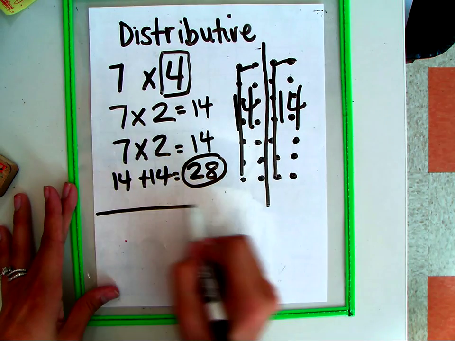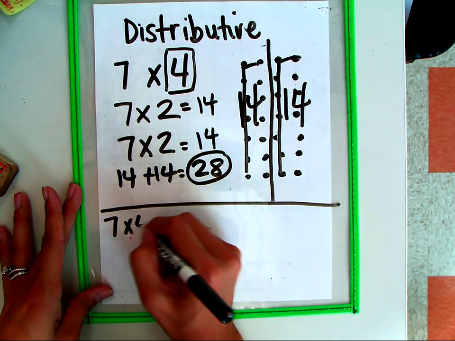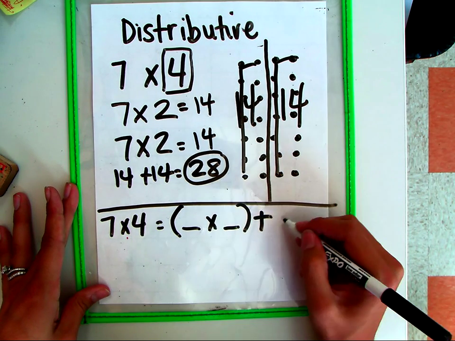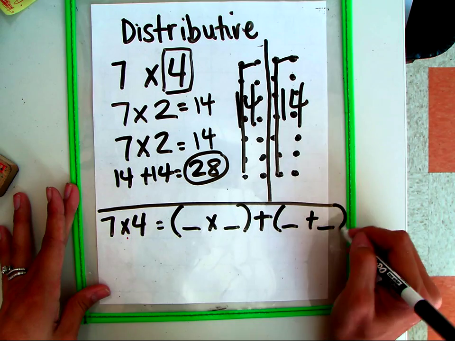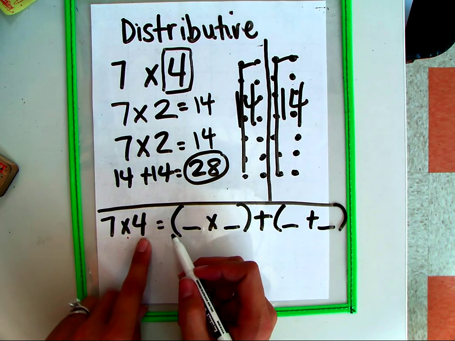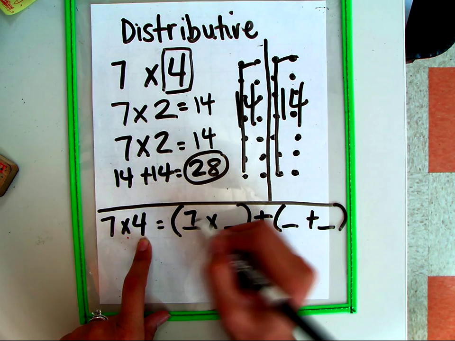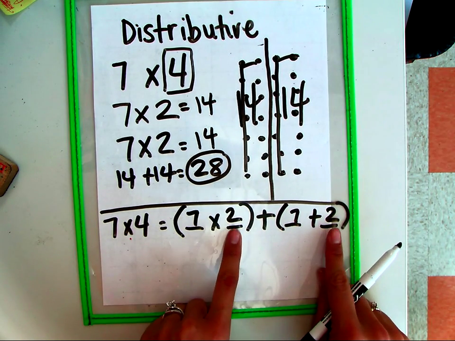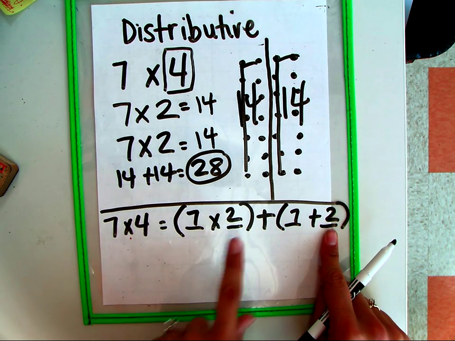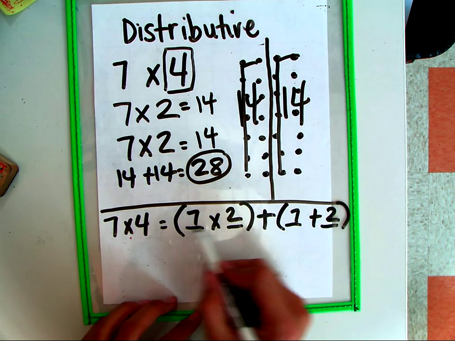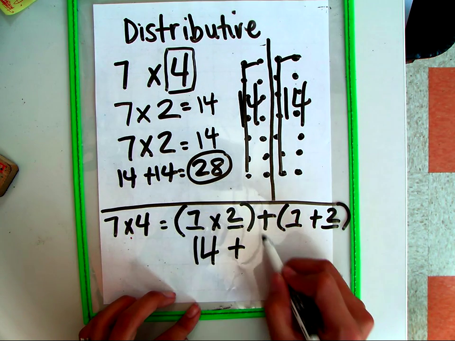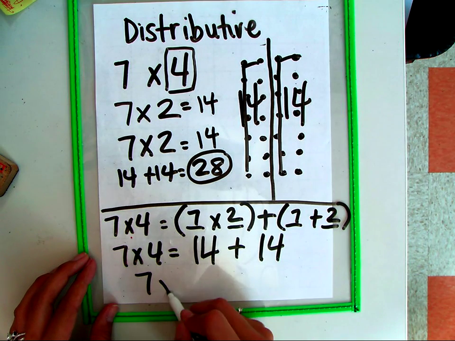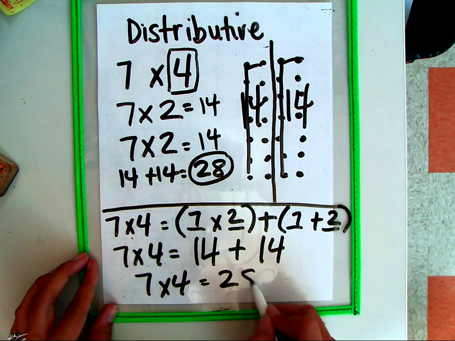The other way of looking at this would be 7 times 4 is equal to one fact plus the other small fact. 7 times 4, I'm breaking the 4 up. It's equal to 7 times 2 and 7 times 2. All I'm doing is breaking one of the factors up. 2 plus 2 makes 4. 7 times 2 is 14 plus 14. 7 times 4 is equal to 28.